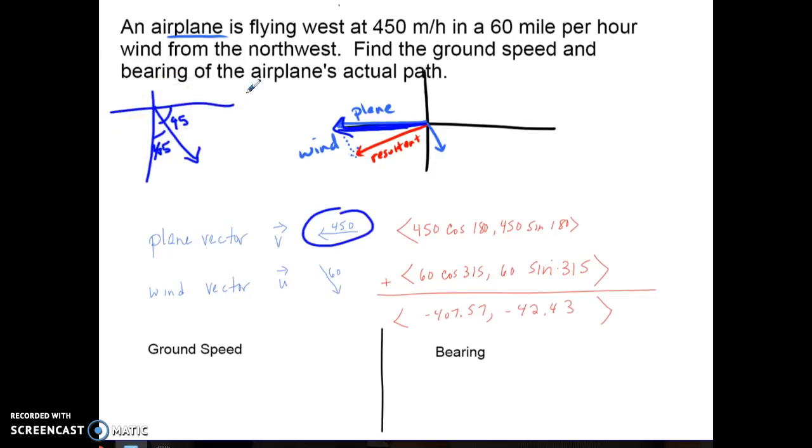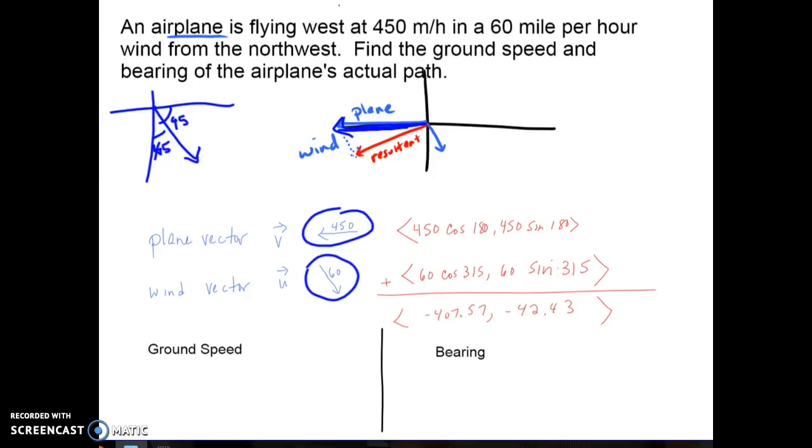When you're figuring it out, we will have to find the directional angle that's going to come into play. But for the first one, we've got to add these two together to get our resultant vector. So we need to figure out what the components are of a resultant vector when we have an airplane traveling at 450 miles per hour and a wind coming at us from the northwest at 60 miles per hour.